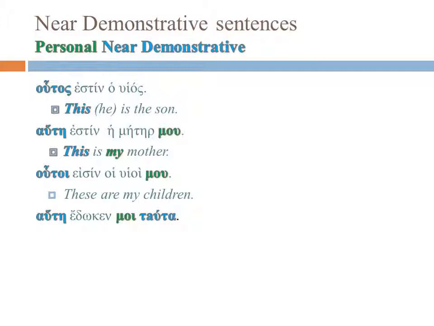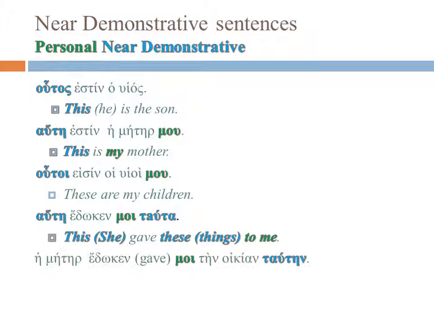Haute edoken moi tauta. She gave, edoken is gave, we'll get to that later. Tauta, these, or the idea since it's a neuter, these things. She gave these things to me, or she gave me these things.